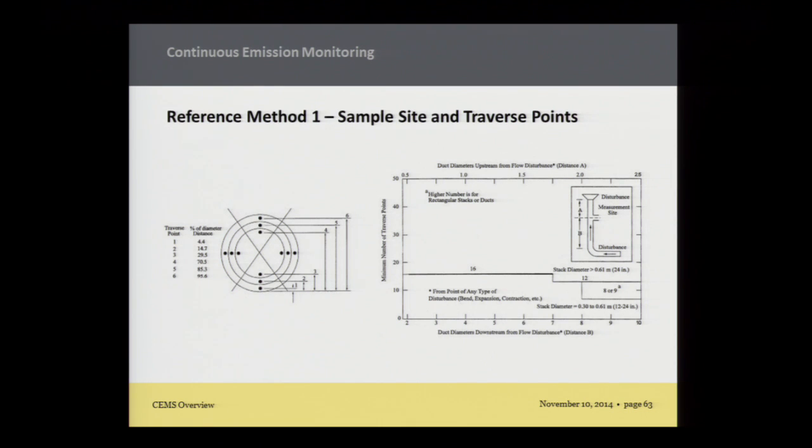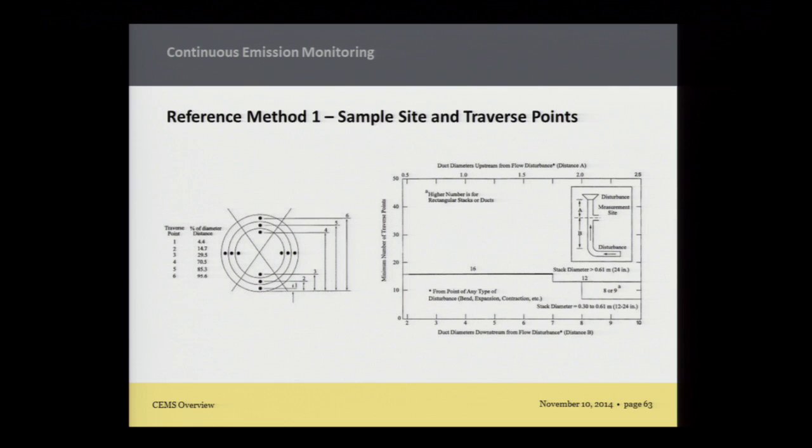A lot of pictures here from the reference method. I tried not to take much of the words just because the pictures a lot of times do justification. This would be a typical 6 traverse point basis meeting your requirements over here. This is how you establish where you test. Here's your measurement site, and then here's a disturbance because here's a bend in the pipe, and then there's my exit to the stack. You use the numbers on the chart to realize how many traverse points do I have to use.